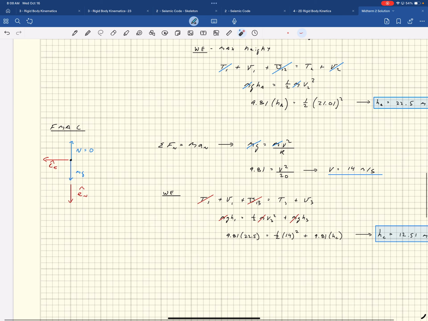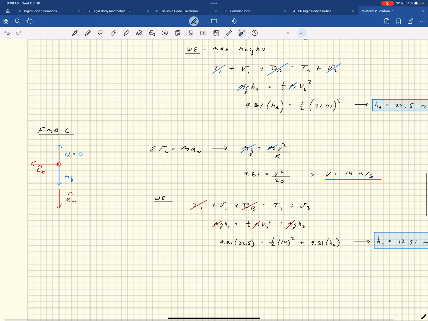In this case, the key here is to draw your free body diagram: mass times gravity going down. Your normal force is going to be 0. I have it drawn up here, but I said no normal force, so either way, it's 0. And so I set my normal force like that. I write my equation of motion: mg is equal to mv squared over r.